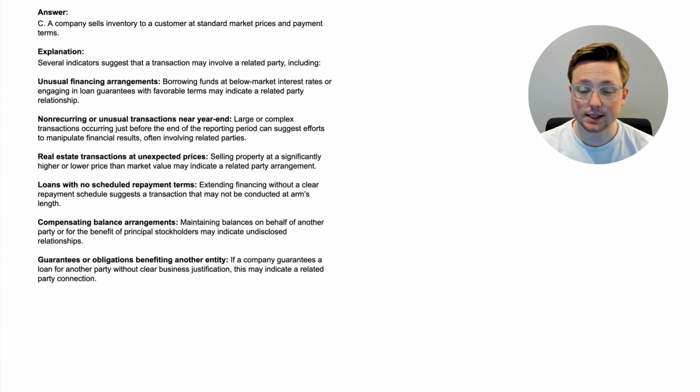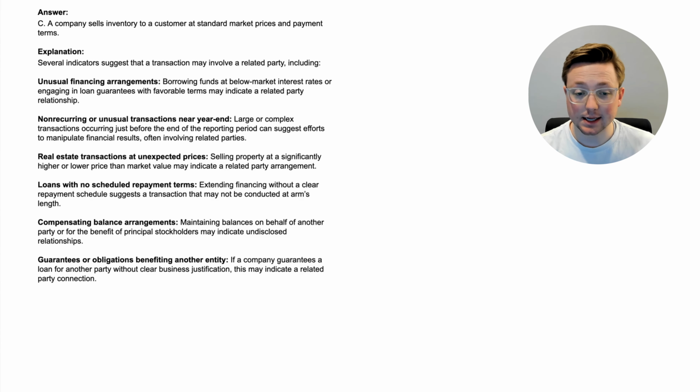Several indicators suggest that a transaction may involve a related party, including, first, unusual financing arrangements. Borrowing funds at below market interest rates, or engaging in loan guarantees with favorable terms may indicate a related party relationship. Non-recurring or unusual transactions near year end, let's talk about that one. Large or complex transactions occurring just before the end of the reporting period can suggest efforts to manipulate financial results, often involving related parties.